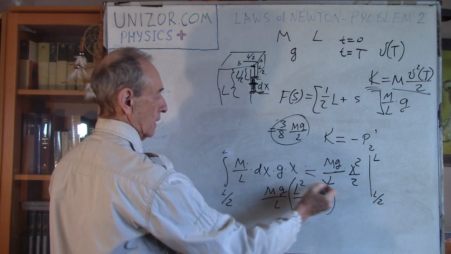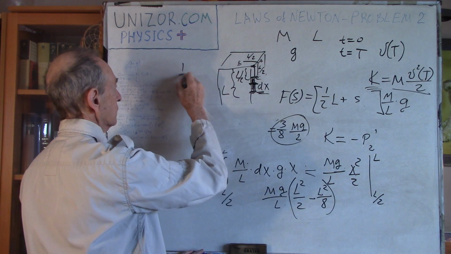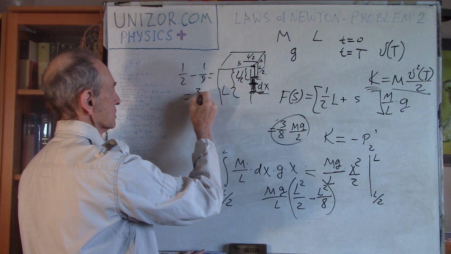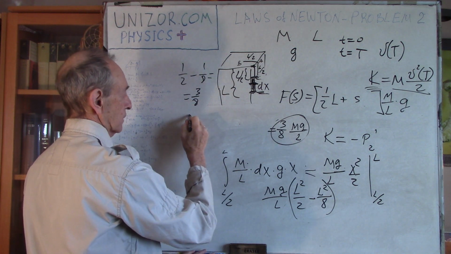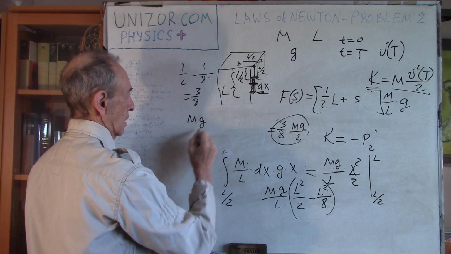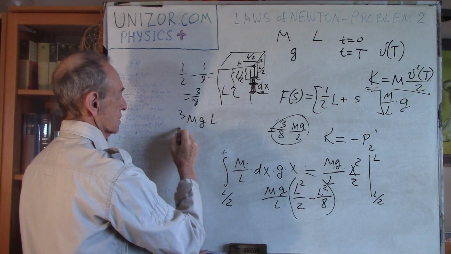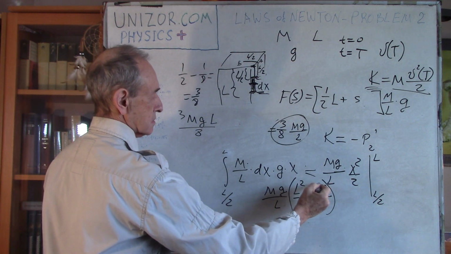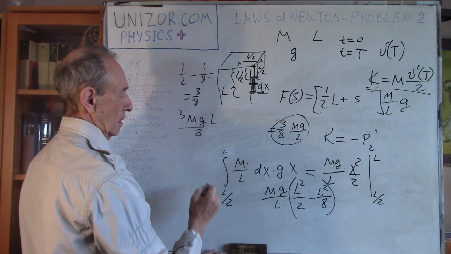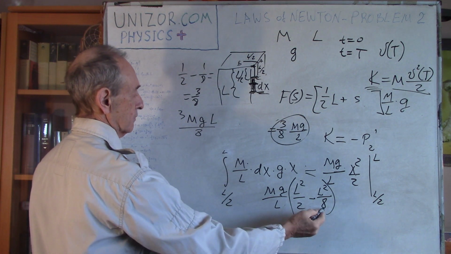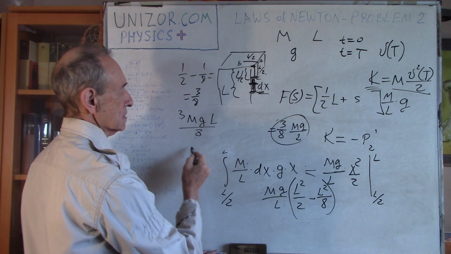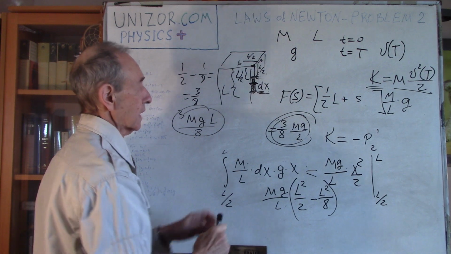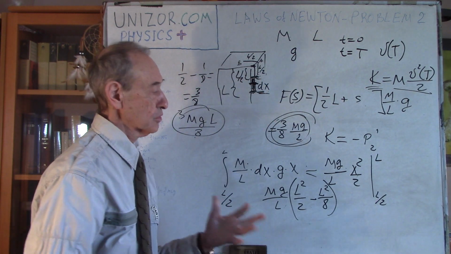Well, obviously 1 L will go out. Now 1/2 minus 1/8 is what? It's 4/8 minus 1/8, so it's 3/8. So I will have again mg L and 3/8. 1 L goes from here, so 1 L will be in the numerator, and 1/2 minus 1/8 will be 3/8. Again, the same result. So potential energy of this piece is equal to this.